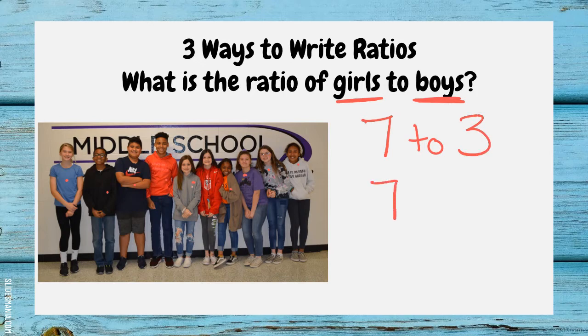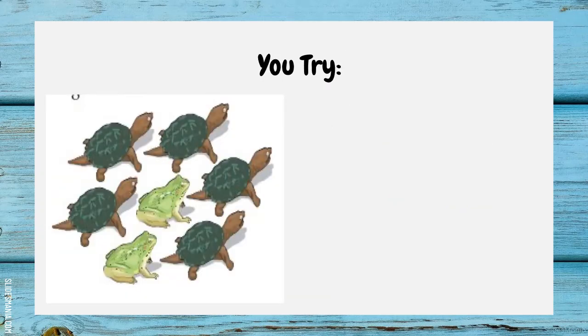You could also write this with a colon, 7 colon 3. Or you could write it as a fraction, 7 over 3. Remember, this is not a true fraction because it is a part-to-part ratio and not a part-to-whole ratio. So those are the 3 ways when asked to write a ratio. You can also write a ratio sentence, which would be for every 7 girls, there are 3 boys. Now you try to write the ratio 3 ways.